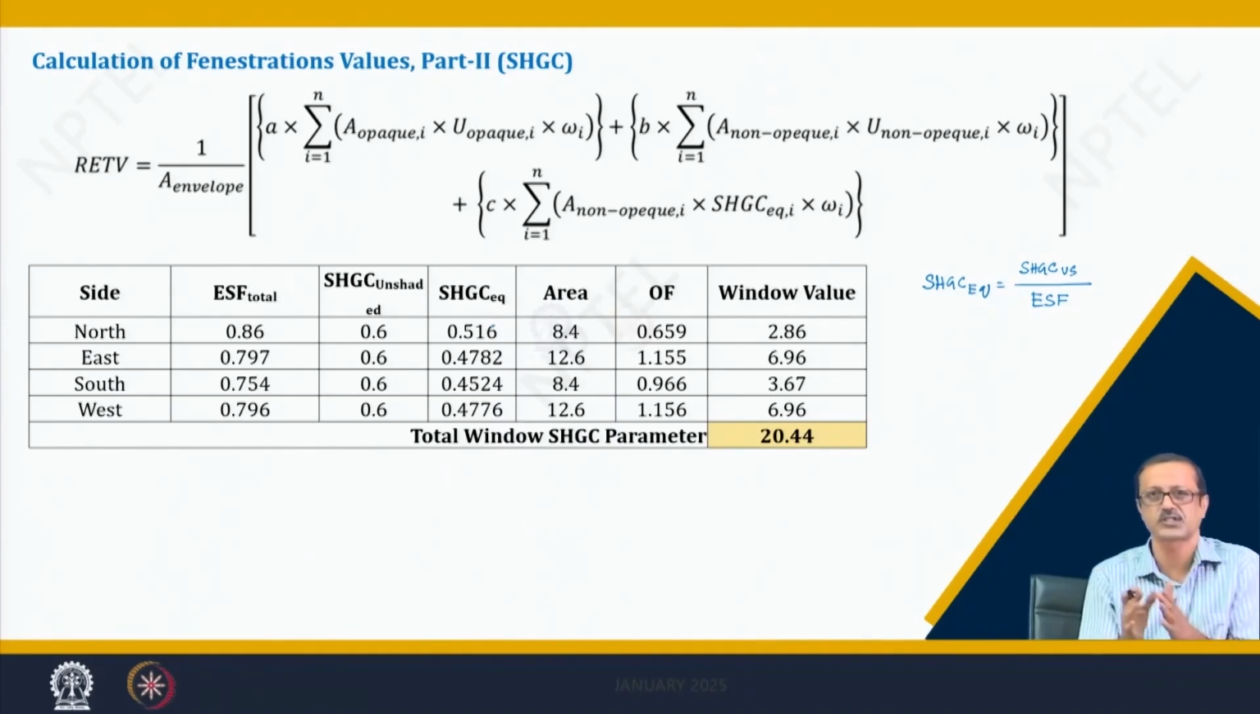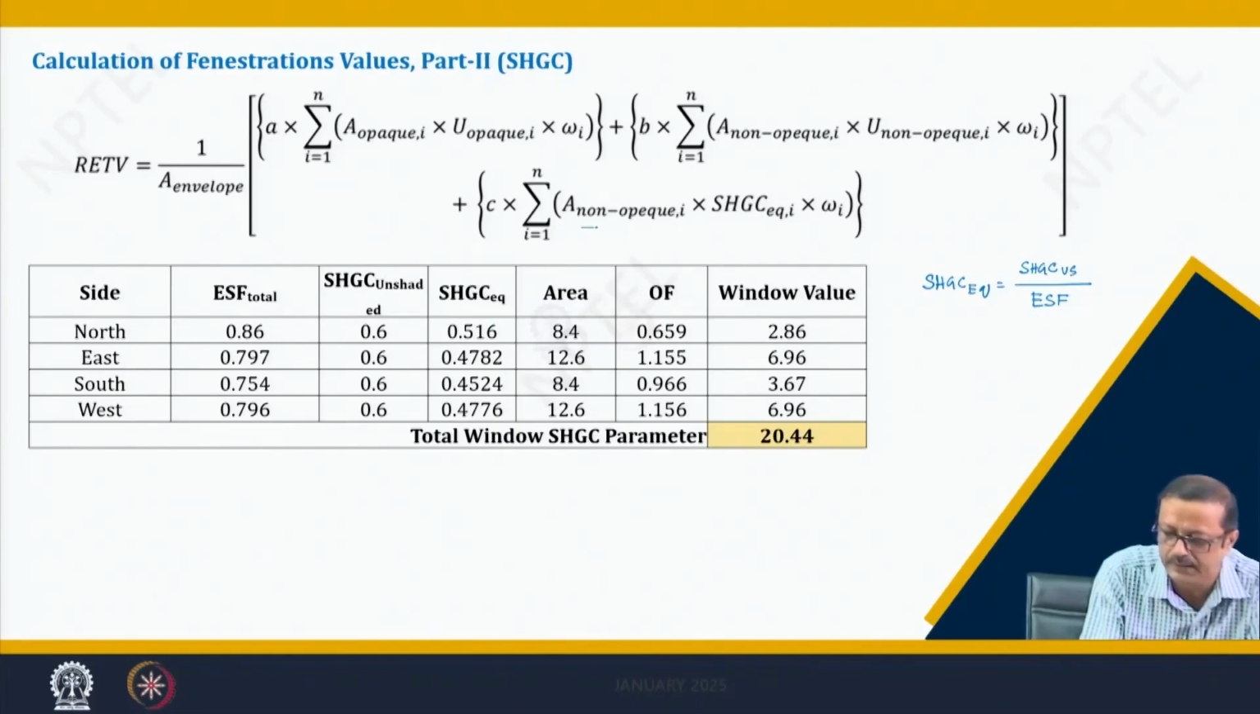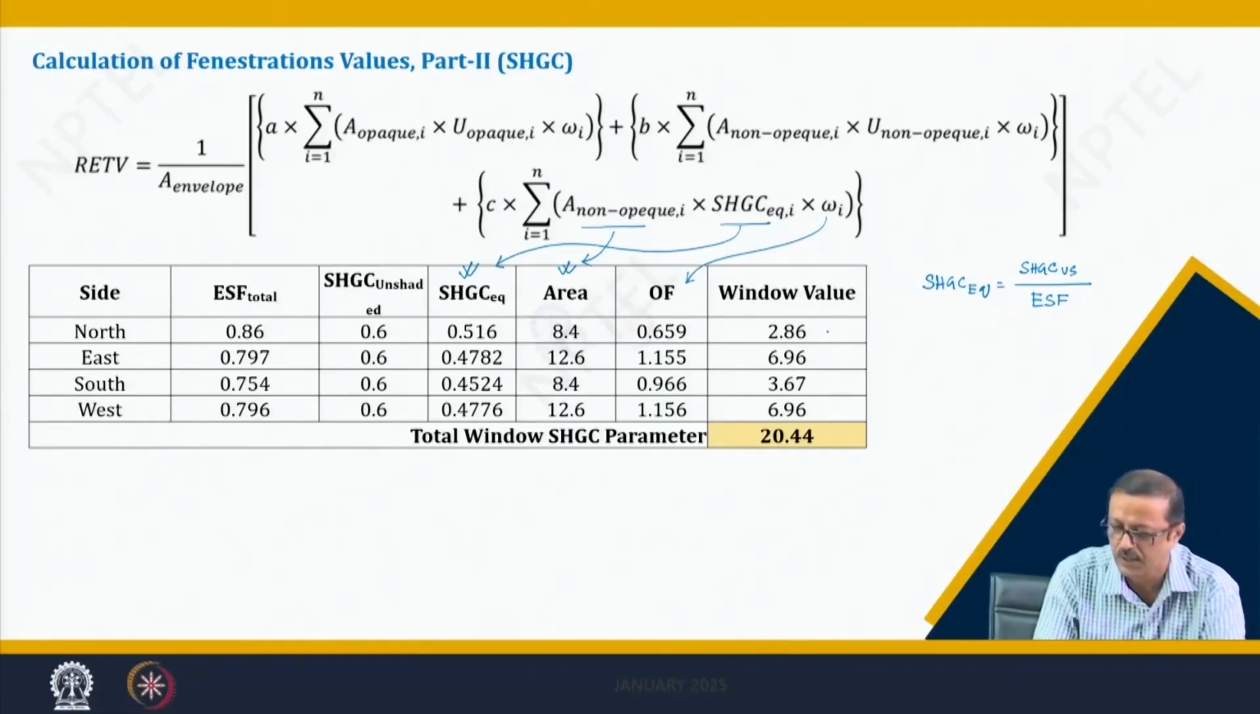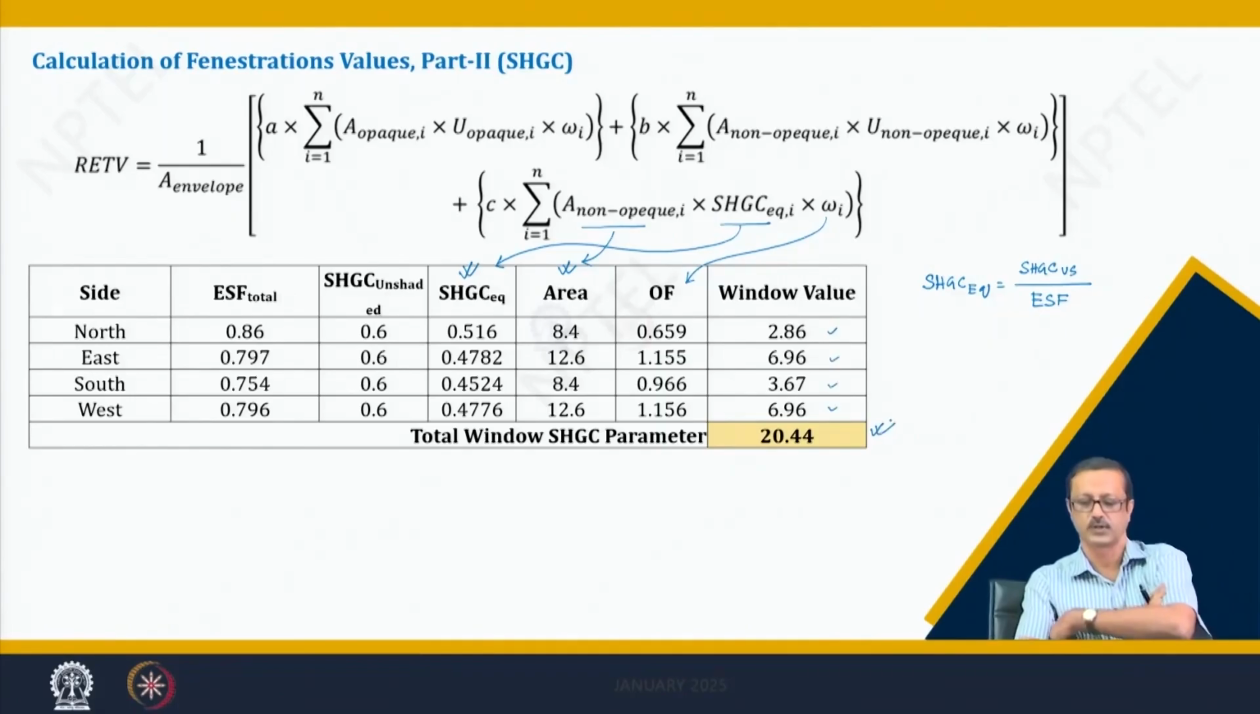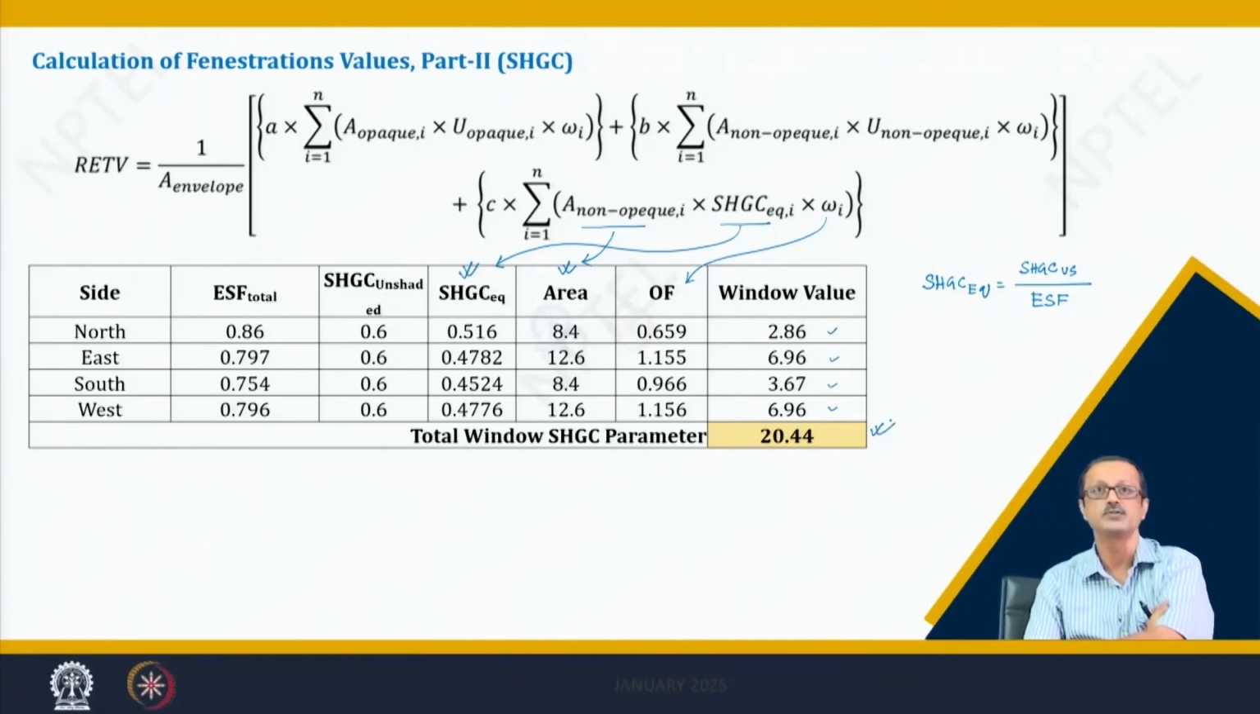The equivalent factors will give me the effect of the projections on that particular window, and the areas are already there, and the orientation factors are there. So, now I have to multiply these 3 quantities: the area, the equivalent SHGC, and the orientation factor. The products are like this, and then I added the products. So, 20.44 is for the windows.